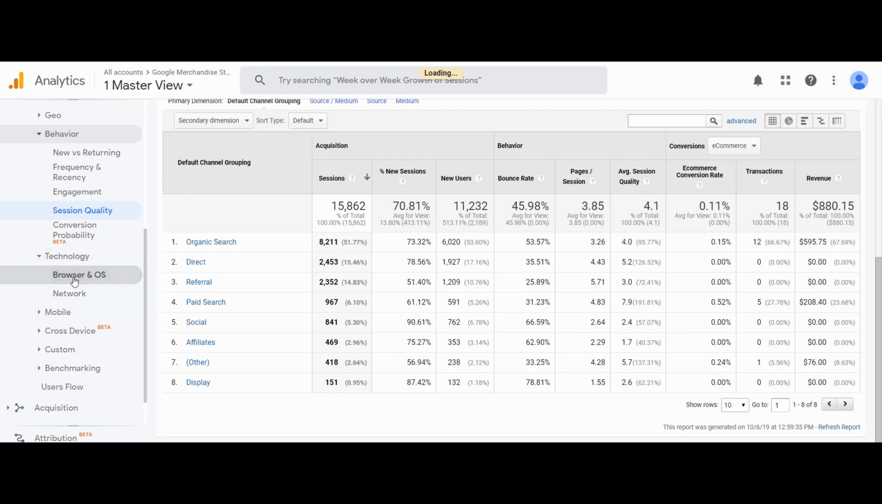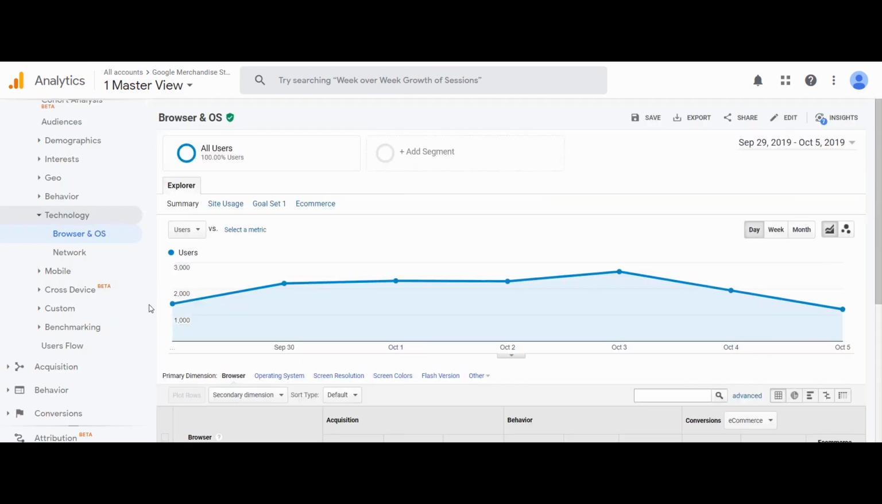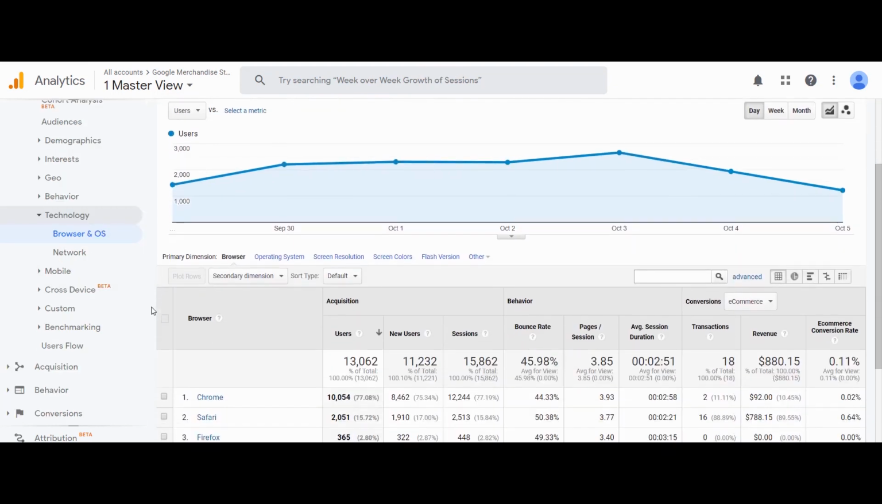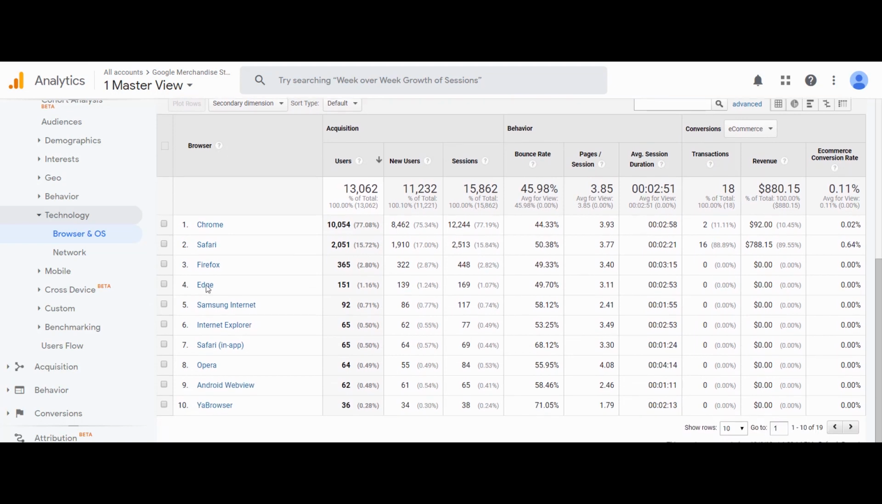These metrics are self-explanatory. I will not explain them in detail, but these metrics are very important to understand what type of technology our users are using. First, we have the browser and the operating system. See, more than 77% of users are using Chrome, followed by Safari, Firefox and other browsers. Data is reported on the basis of 3 phases of customer journey.